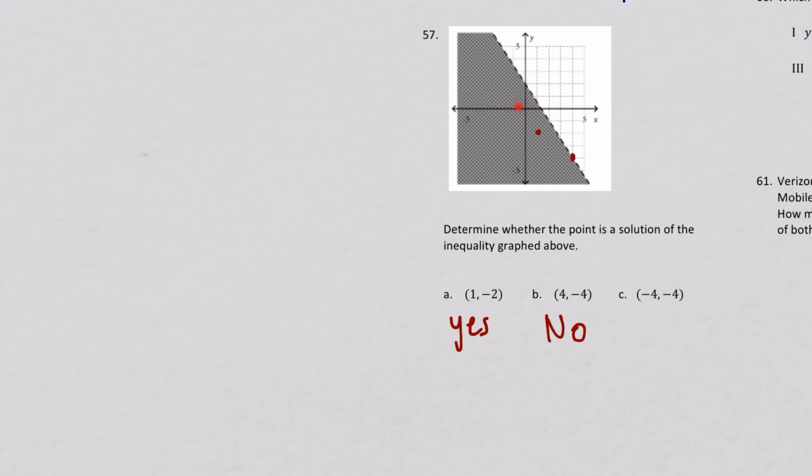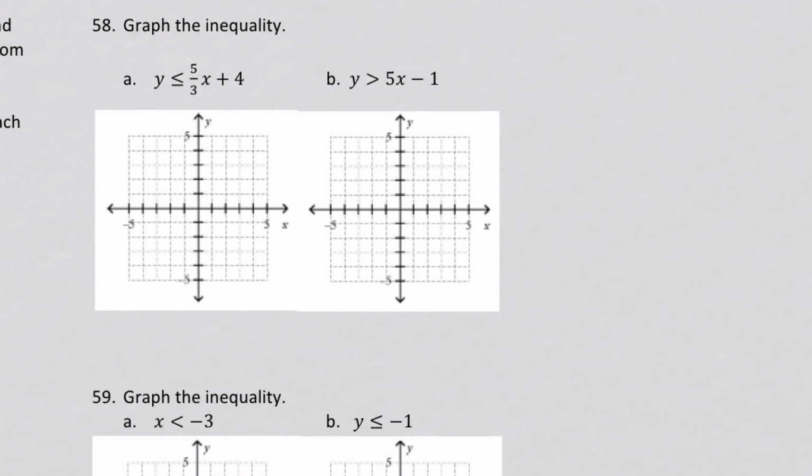Find it. 1, 2, 3, 4, down 4. What do you guys think? Obviously yes, right? That is a solution because it's in the shaded region right here, somewhere around here. I can't tell very well because I can't see the dots that well, but it's right here in the shaded region, so yes. Done. All right, let's move on to number 58.